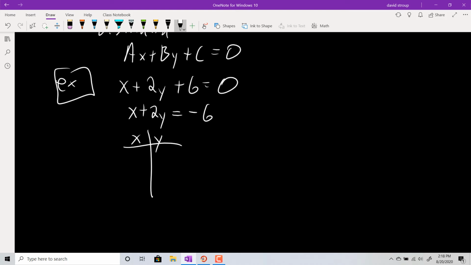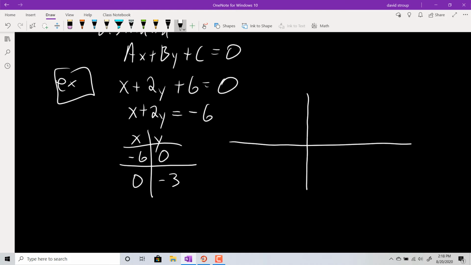For the x-intercept, you let y be 0. For the y-intercept, you let x be 0. Okay? So when y is 0, x will be -6. And then when x is 0, y will be -3. And you can use those 2 points to graph it. So there's -6. There's -3. Connect the dots, and you are good to go.